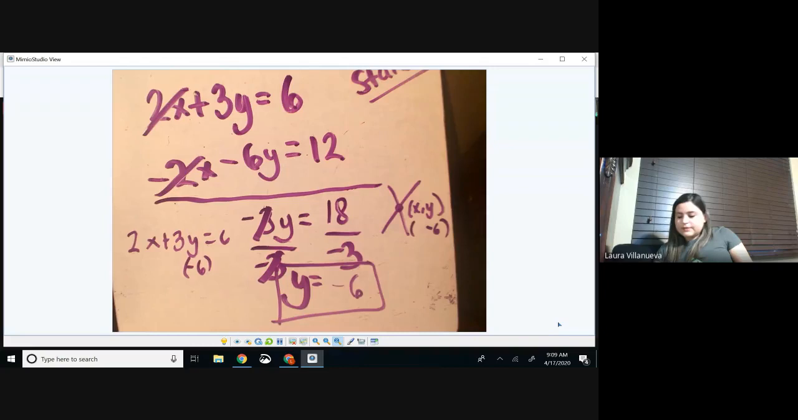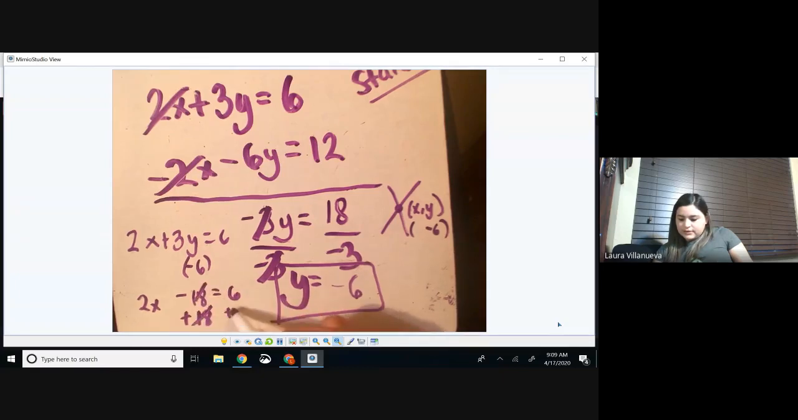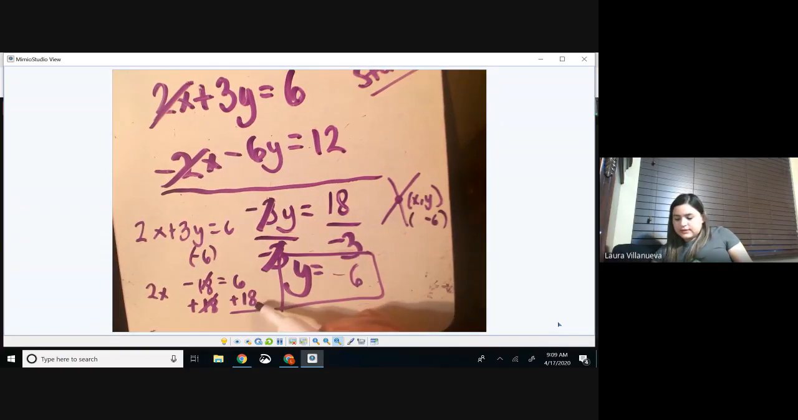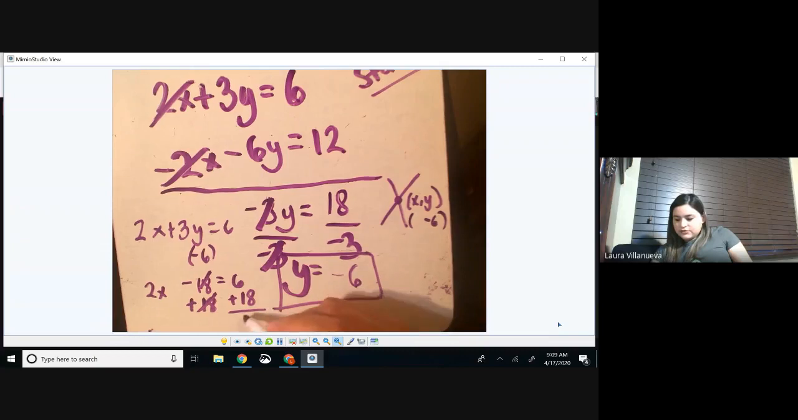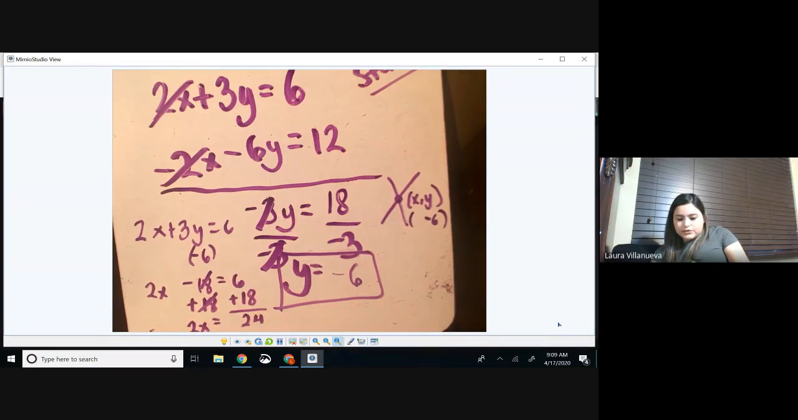Once I plug it in, I'm going to say, okay, 3 times negative 6, that's negative 18. And then I have 2x minus 18 equals 6. So I'm going to go ahead and solve for the x. I'm going to add 18 to both sides. 18 plus 6 is 24. I'm going to bring down that 2x, and then I'm going to go ahead and divide by 2.